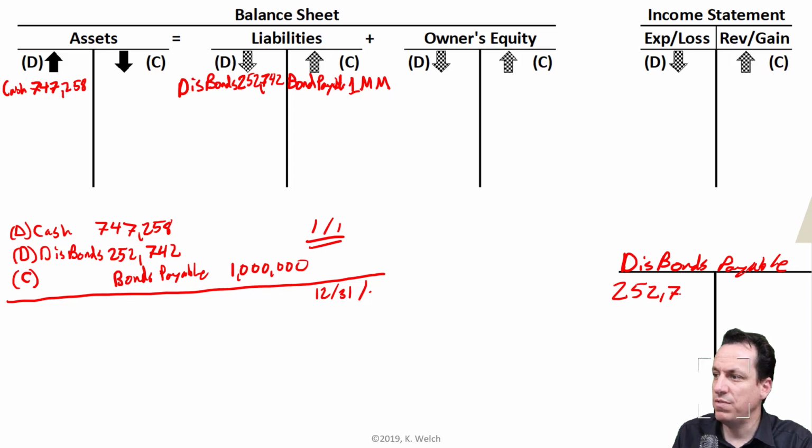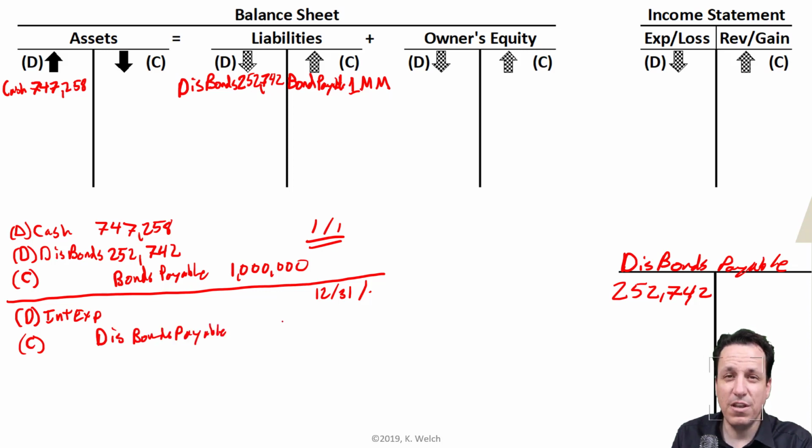This is 252,742. That's our discount on bonds payable. It has a debit balance. And what we're going to do is end up taking a credit from that. Our debit is going to be the only debit and the only credit. The debit is going to be interest expense, and the credit is going to be discount on bonds payable. We have to figure out how much.